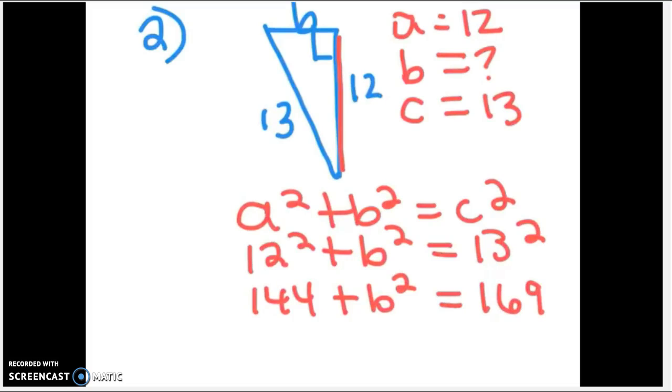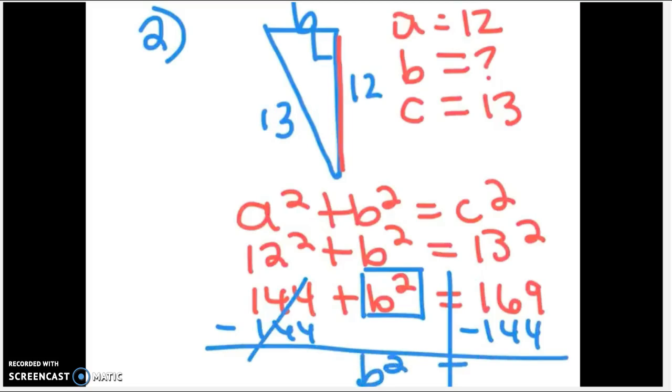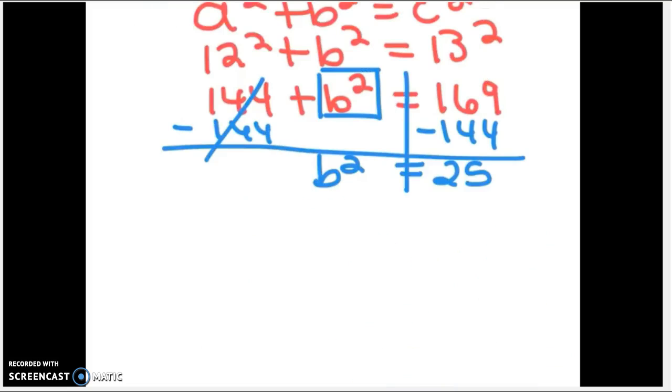Now, remember, your job is to try to get B by itself. So I'm going to draw my line, and I'm going to subtract 144 from both sides. And so B squared ends up being 25. For the next piece, you're thinking, what number squared is 25? So you should know that B would end up being 5, because 5 squared, 5 times 5, is 25.